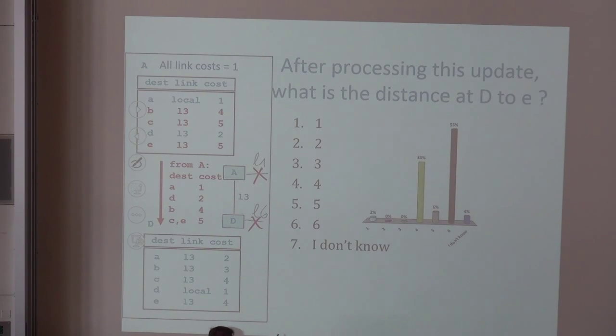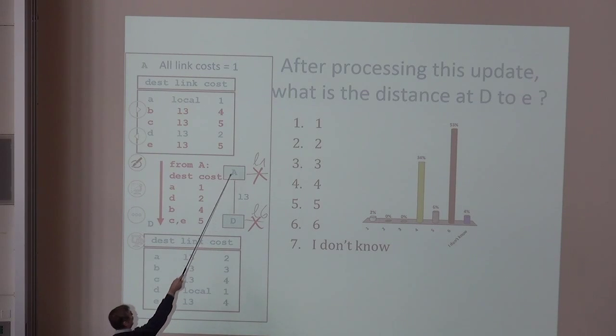And we have two modes in the distribution of answers, 4 and 6. 6 is the correct answer. We need to be careful when applying Bellman-Ford. Bellman-Ford makes the distinction on whether the update comes from the next hop or not, if there is a next hop. Here, there is a next hop for E, which is L3.